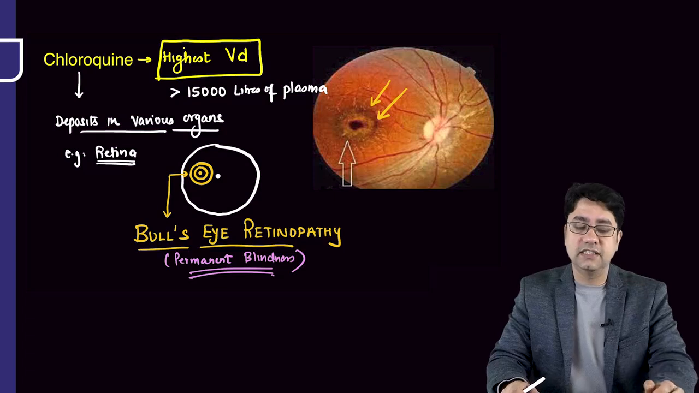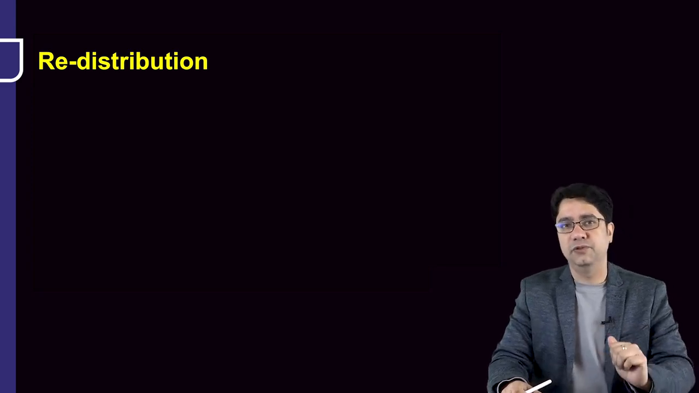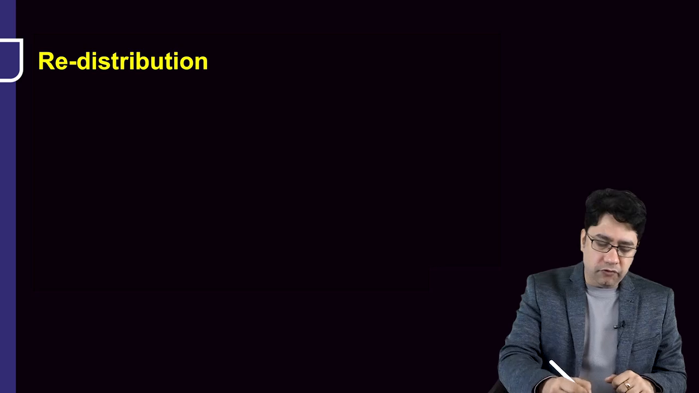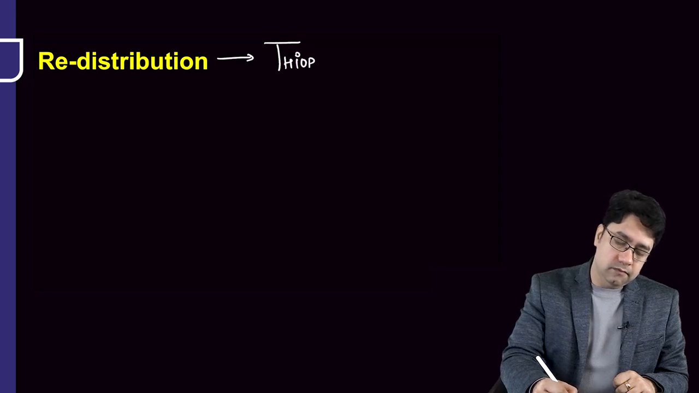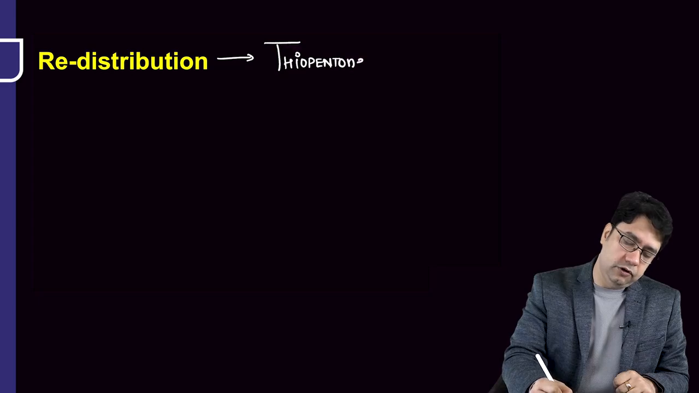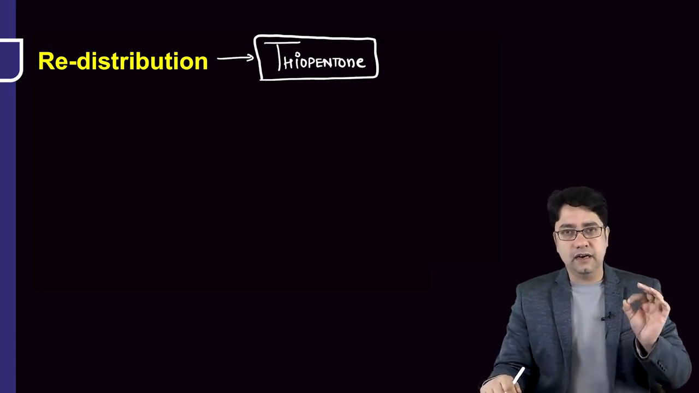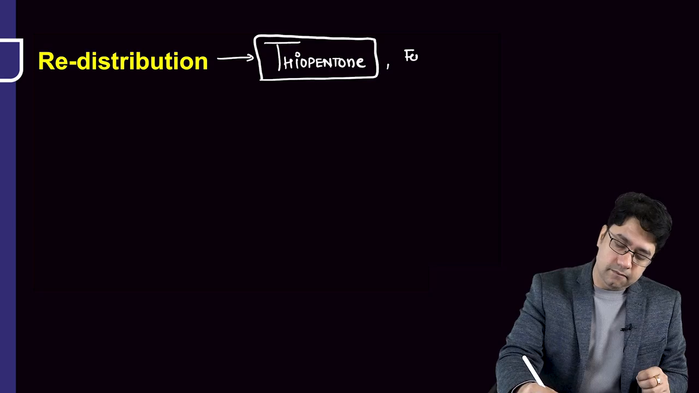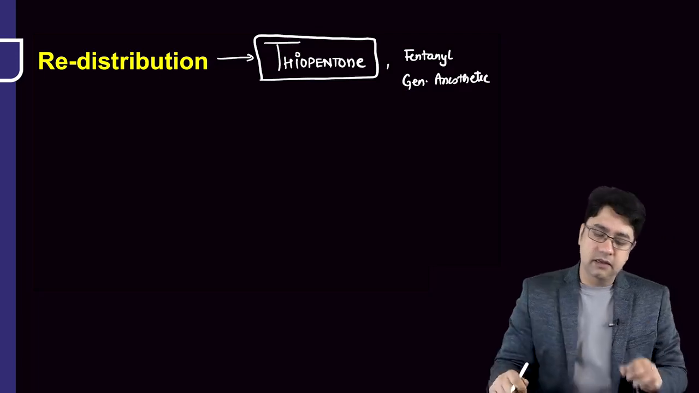Now let's finish this distribution by a similar name known as redistribution. And remember, whenever the word redistribution comes, don't forget the name of a drug known as thiopentone. There are other drugs also which can show redistribution. So you can write fentanyl and general anesthetics. But what we have to remember is thiopentone.